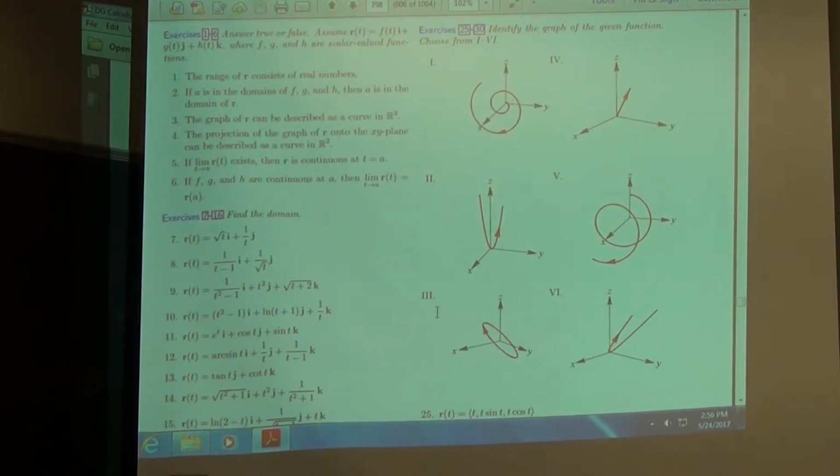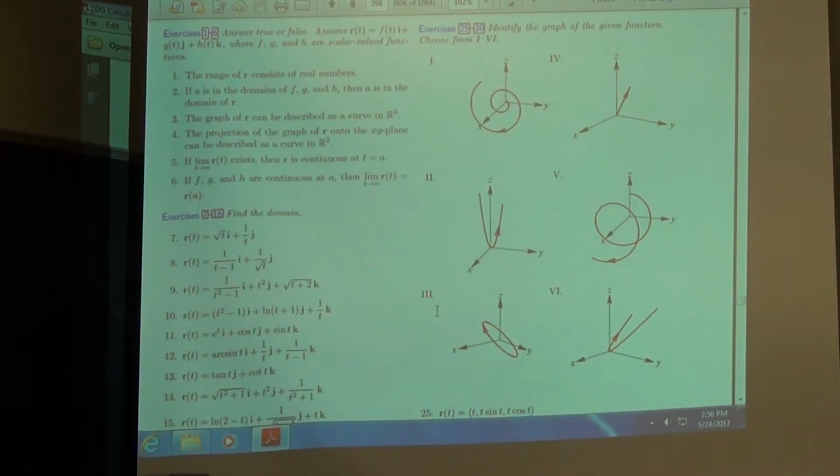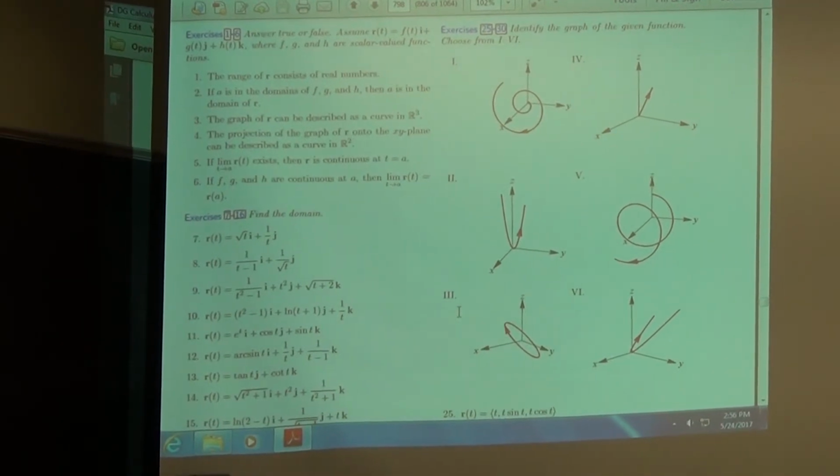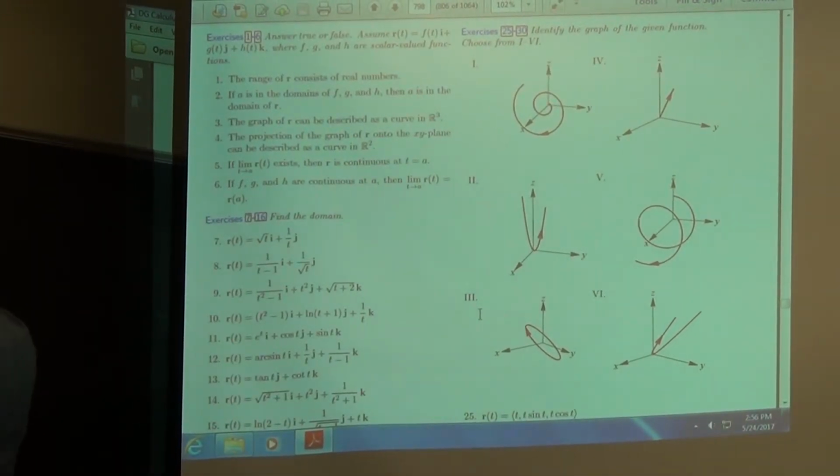So 25 is t, sine of t, t cosine of t. If it doesn't give bounds, which I don't think any of them do, you should just assume you start at 0 and then you go from there.